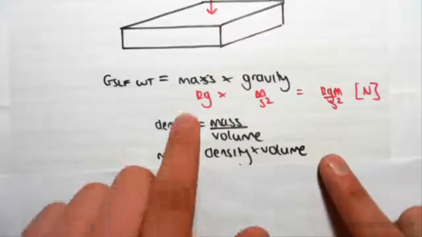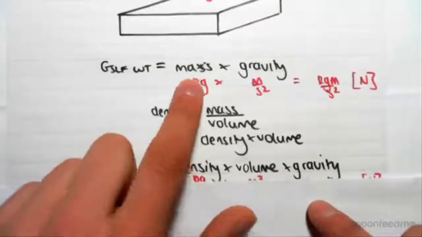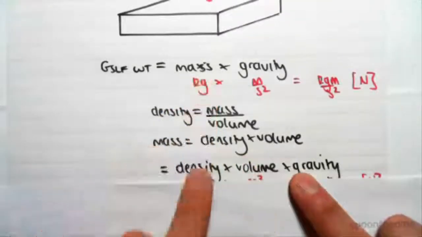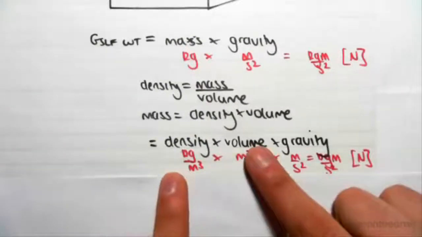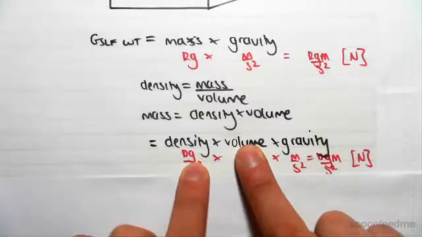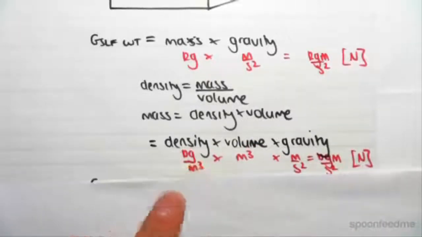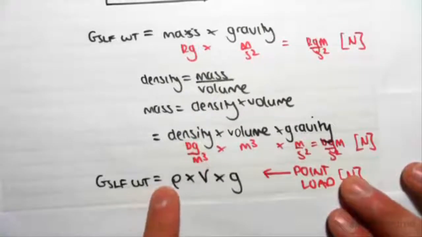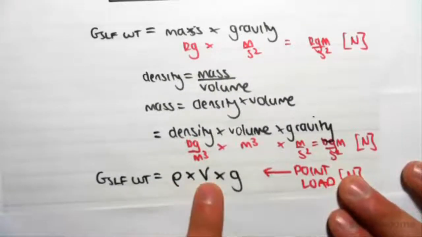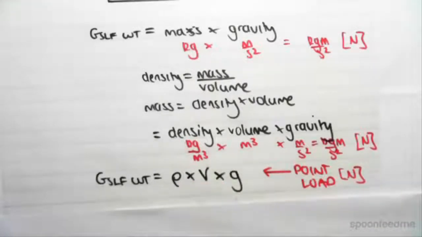We can substitute that back into that equation there, which means we have force equal to density times volume times gravity, and unit-wise, we get back to Newton. So kilograms on meter cubed by meter cubed, they cancel out, giving us kilograms times meter on second squared, which is a Newton. Okay, so we can say that the self-weight of this slab is rho, the density, times V, the volume, times g, gravity, which gives us a point load in newtons.